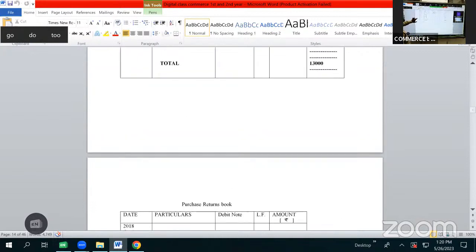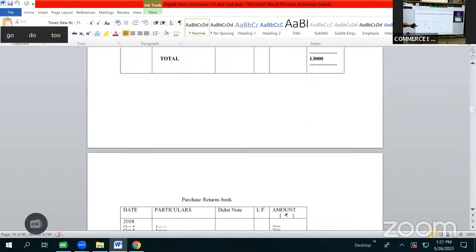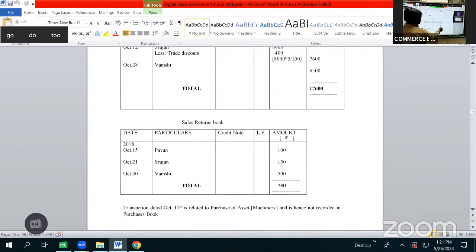After October 29, we have a transaction on October 30, Vamshi return goods 500 rupees. So here the name is given first and then it is given as return goods. So already we have checked with the name. Here we have the name Vamshi. So we have sold goods to him. It was a transaction of sale. Now it becomes a transaction of sales returns. Even if we check with the name which has been given first and then if it is given as return goods, then it becomes a transaction of sales returns. So it will be shown in sales returns book as October 30, Vamshi, and amount will be shown in amount column as 500 rupees.